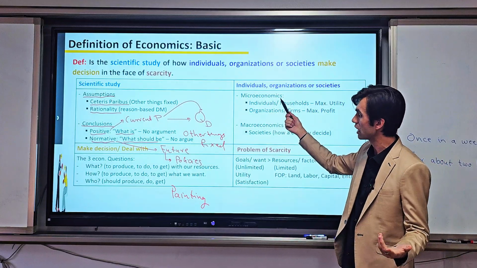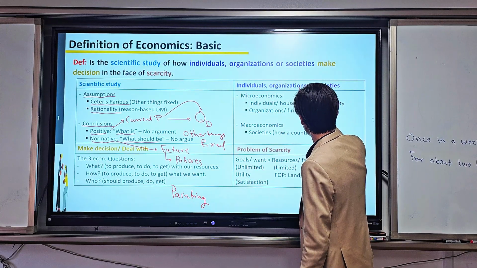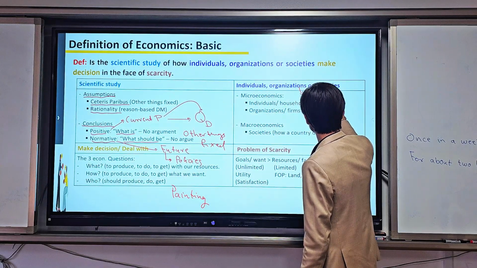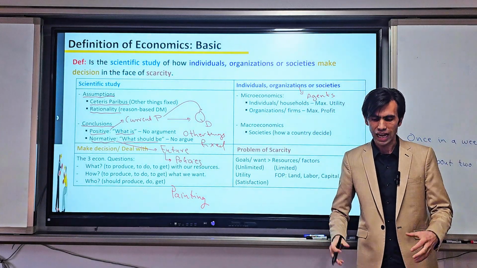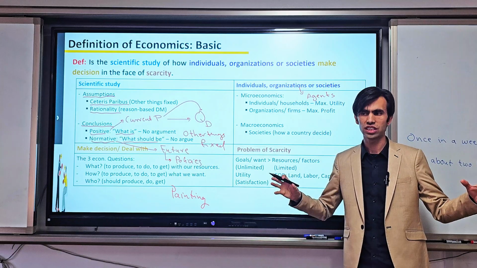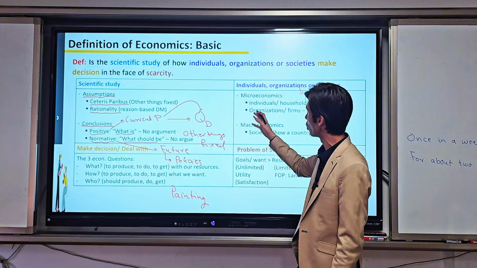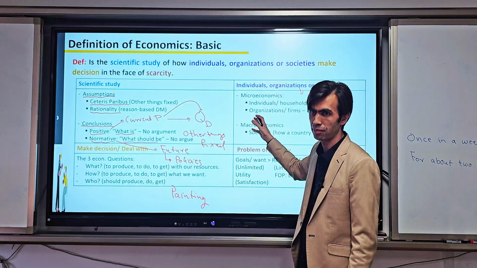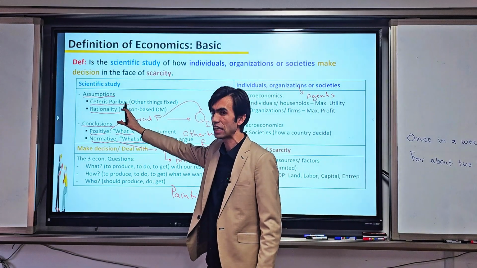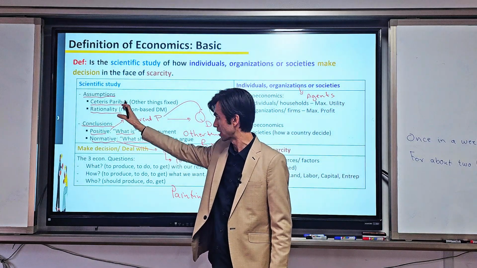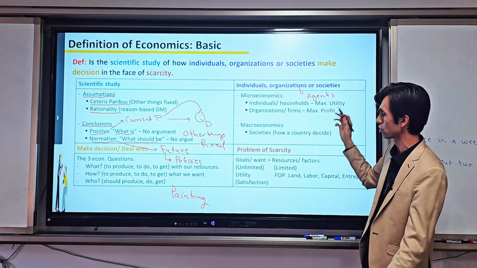So we can say individuals, organizations, and society are economic agents. Those economic agents make decisions. And in order to evaluate those decisions, we need to study the behavior or the decision making of these agents based on some scientific approach, based on some assumptions and some conclusions that we draw from the decision making of individuals, organizations, or societies.